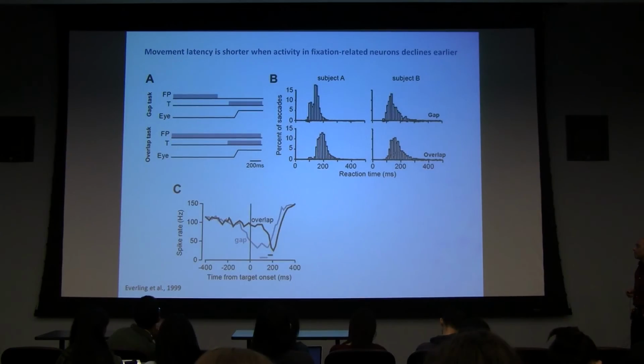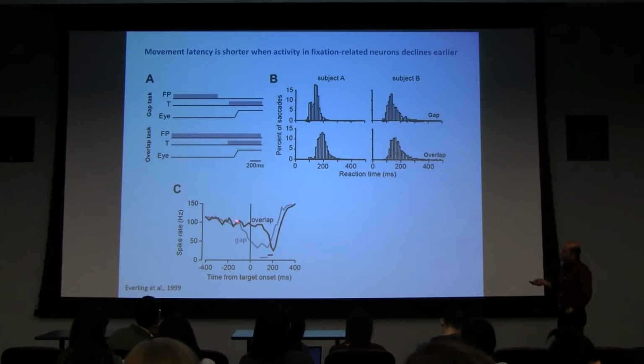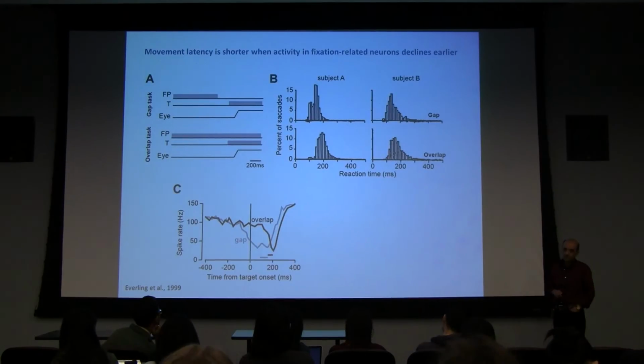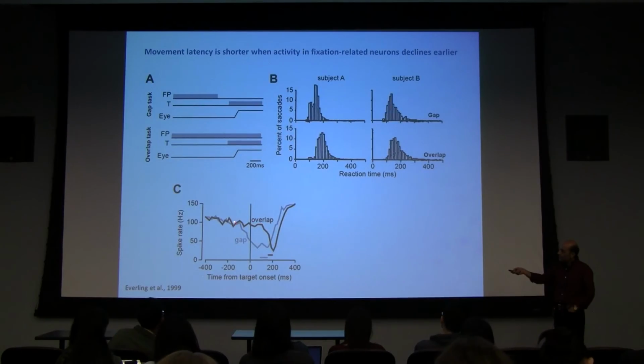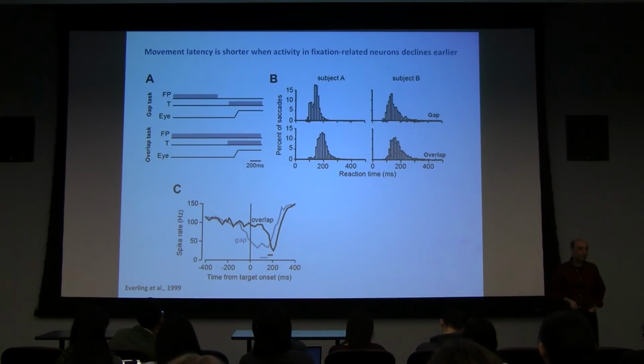All right, so what's happening in the brain? Well, again, this is the superior colliculus. So what kind of cell is this? Fixation neuron, right? Because it's active when you're holding. In the overlap task down here, the fixation stays on the screen. In the gap task, it goes away. So you see, in the gap task, the activity begins to fall much earlier than in the overlap task, right?